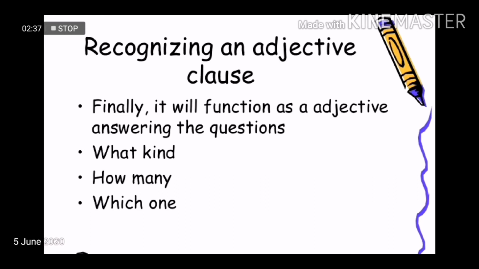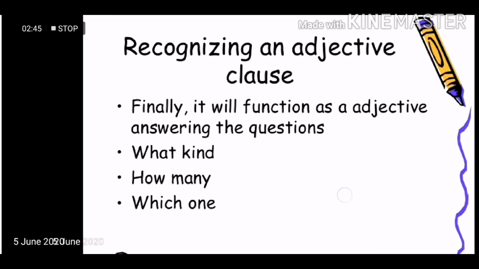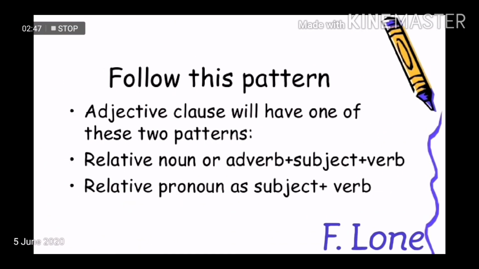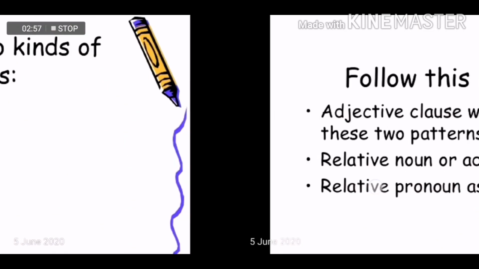Any answer to these questions may lead you to adjective clauses. Follow this pattern. An adjective clause will have one of these two patterns: relative pronoun or adverb plus subject plus verb, and relative pronoun as subject plus verb.